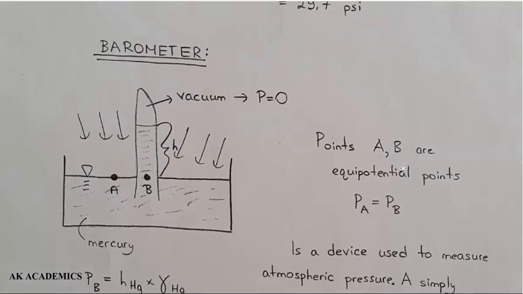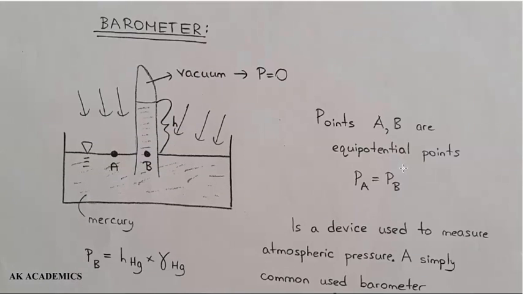Right about now, we're going to talk about the barometer. The barometer is a device that is used to measure atmospheric pressure. So if you look at the tank or the container we have here, you can see we have a vacuum here, and we know that in the vacuum the pressure is equal to 0. Points A and B are referred to as equipotential points. That simply means pressure at point A is equal to pressure at point B.